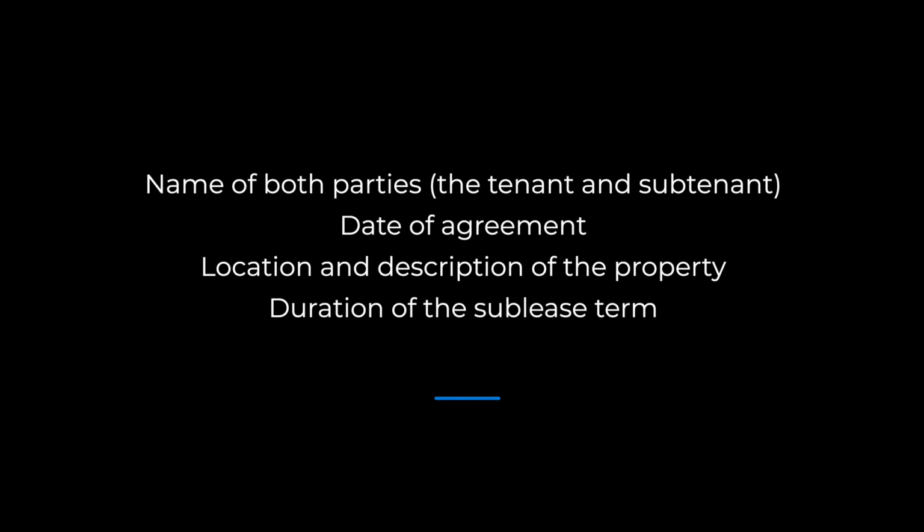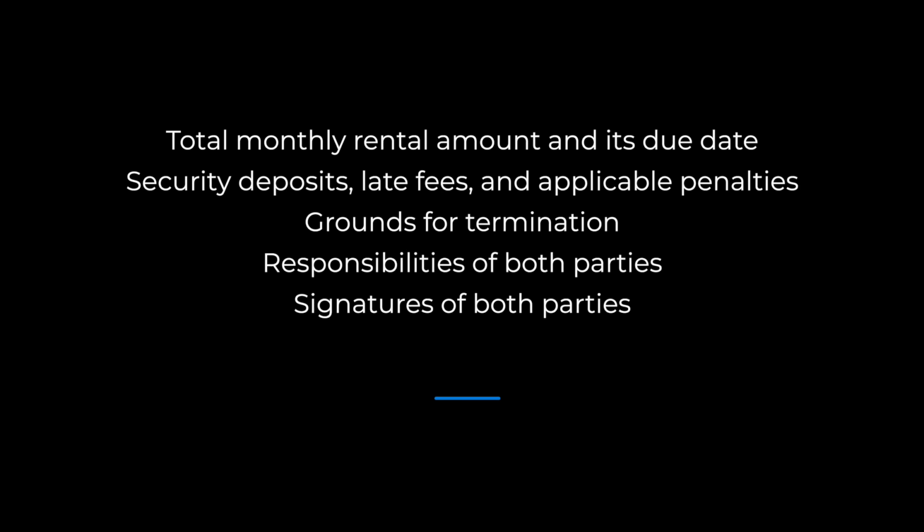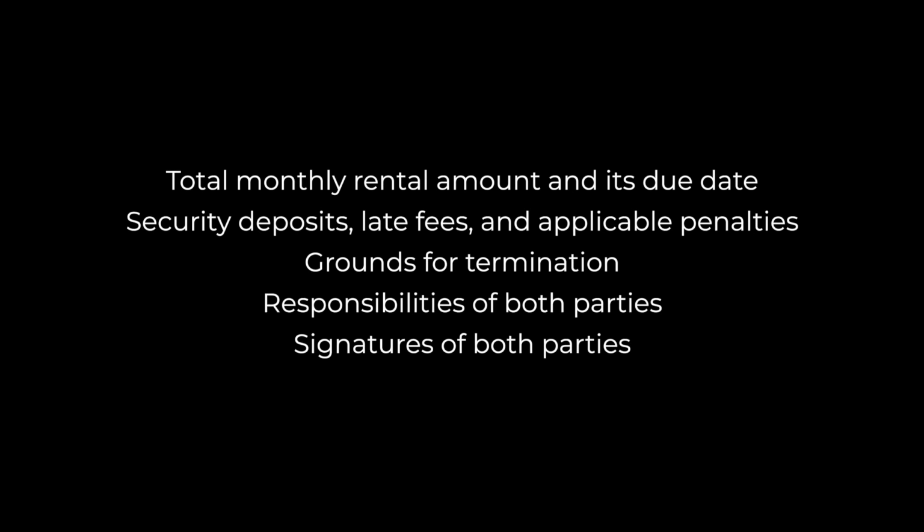The document should be as detailed as possible in order to avoid any discrepancies and fully govern the subtenancy. Among all relevant information on the agreement, the following standard elements should be included: name of both parties, the tenant and the subtenant, the date of the agreement, location and description of the property, duration of the sublease term, total monthly rent amount and its due date, security deposits, late fees, and applicable penalties, grounds for termination, responsibilities of both parties, and signatures of both parties.